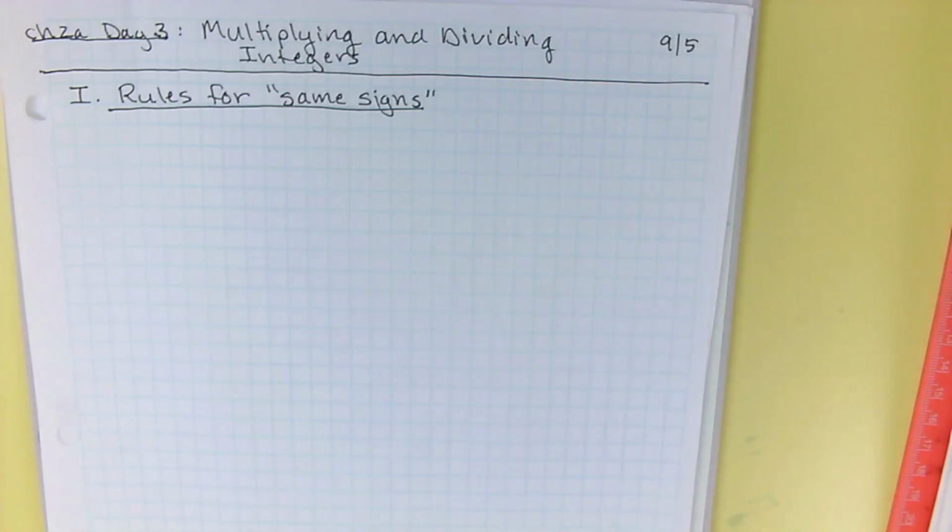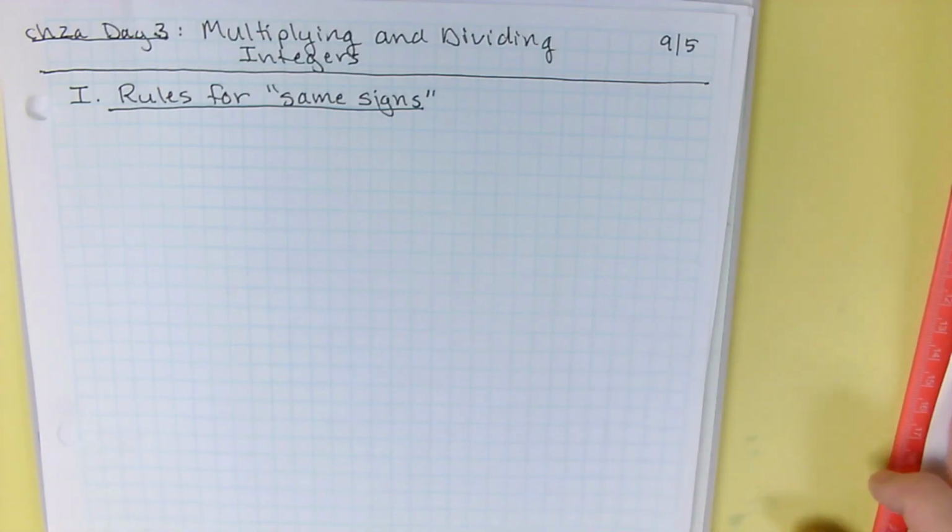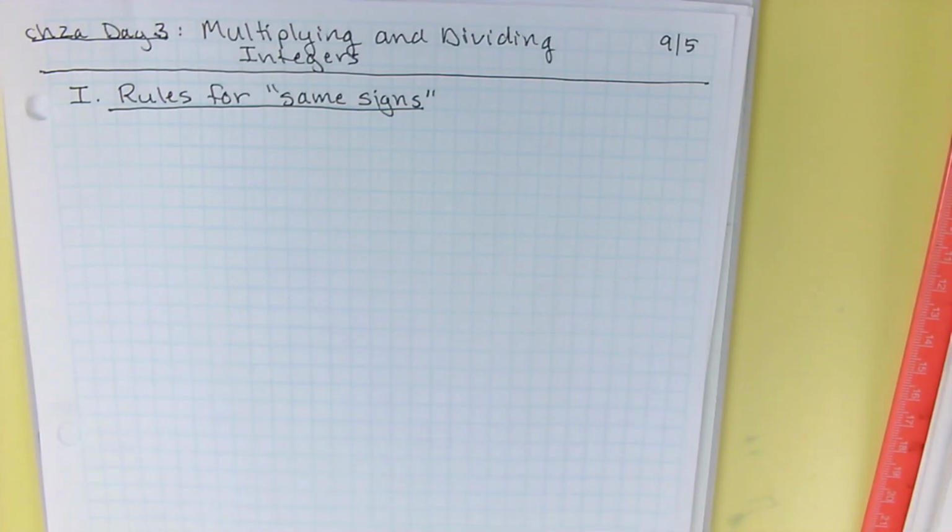So this is still chapter 2a. This is day 3. We've done adding and subtracting integers. Now we're going to do multiplying and dividing integers. The hardest part about multiplying and dividing is just not mixing it up with adding and subtracting. That's the hardest part. So there's 2 rules we're going to learn.